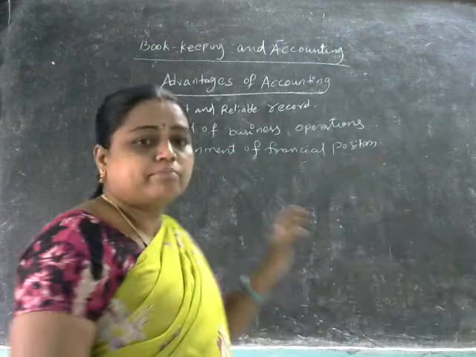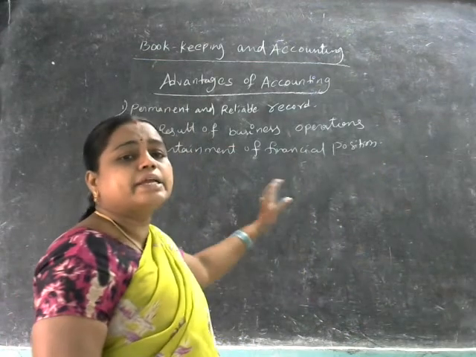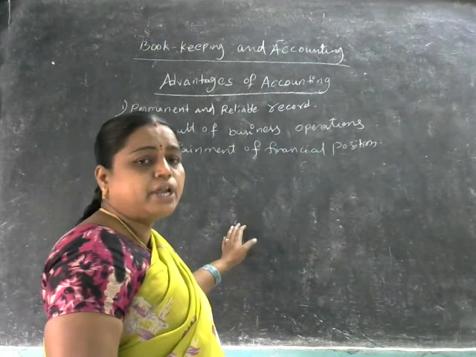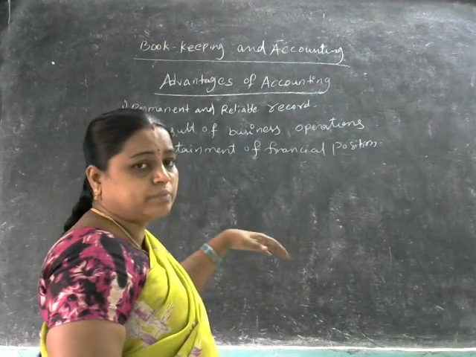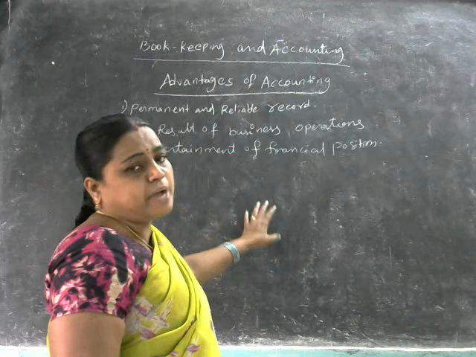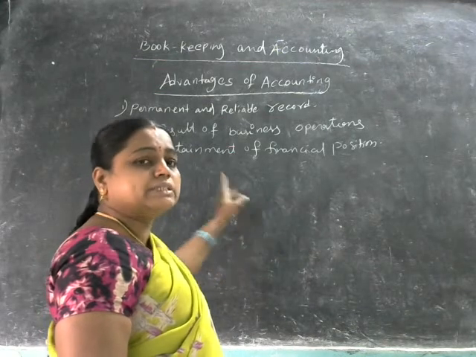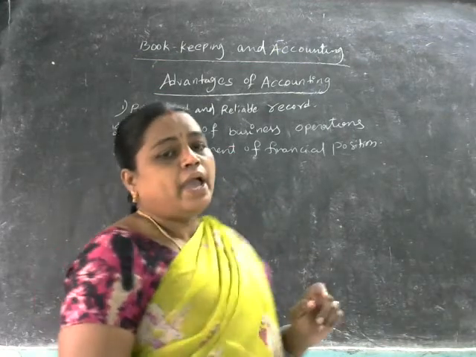Full picture in the sense what here? The clear cut information is going to be provided: either he must continue the business for the future years, or he can close down the business, which can be provided through the balance sheet by the accounting here. So that is another, third advantage of accounting here.